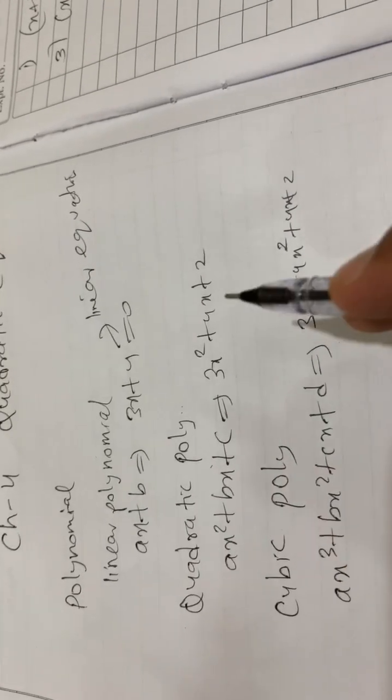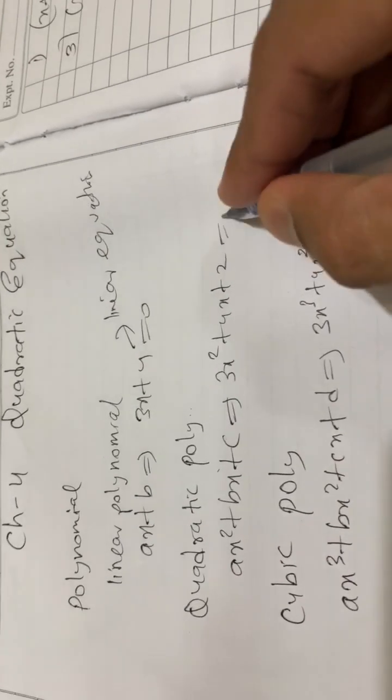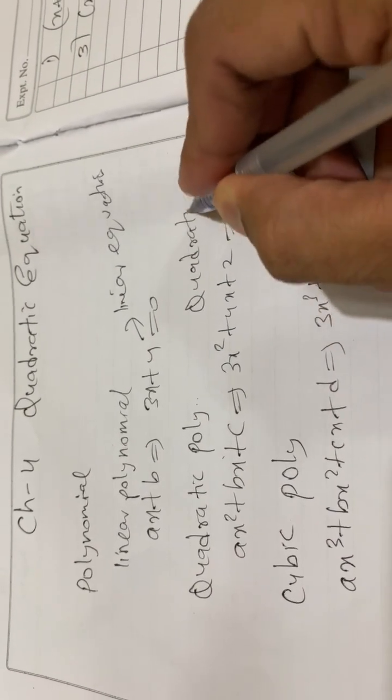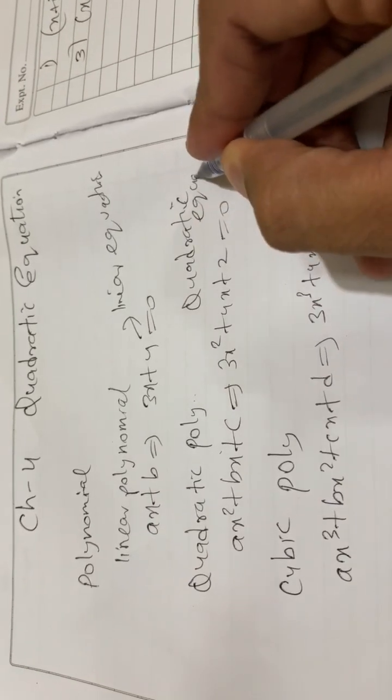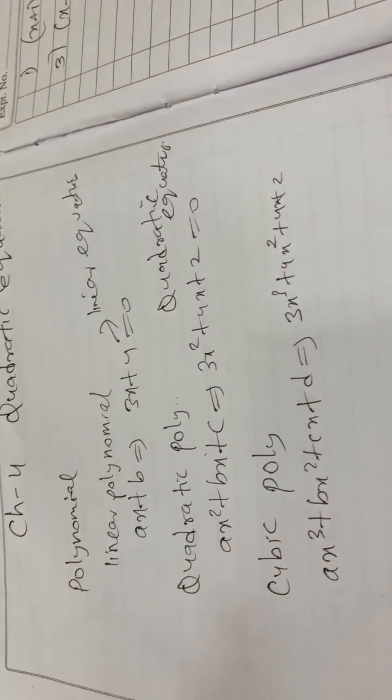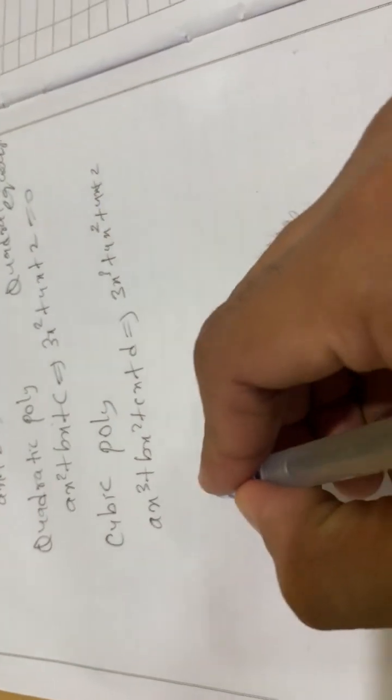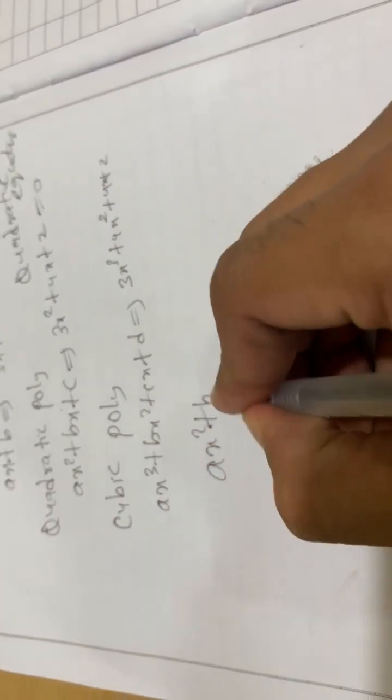Similarly in a quadratic equation, the same thing, you will write equal to 0. Then this will become a quadratic equation. Similarly, a cubic equation. Now I will discuss more on the quadratic equation. A quadratic equation is of the form ax square plus bx plus c equal to 0.